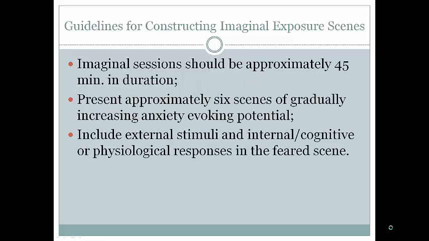So when you're constructing imaginal exposure scenes, they should be about 45 minutes in duration. They should have approximately 6 scenes of gradually increasing anxiety, and they should include both external and internal stimuli, both cognitive and physiological responses to the feared scene. So if somebody's afraid of getting cancer, you'll have the person think about the cancer moving throughout their body, permeating every level of their cells, feeling the pain, feeling the warmth of the cancer going through their body, and you have them sit with that.